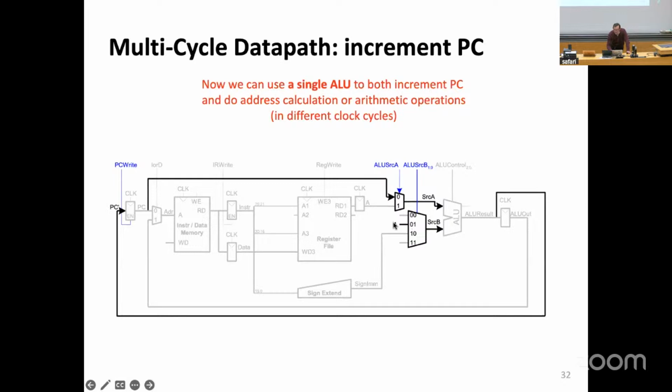But now we need 4. Well, we use actually sign extend immediate. So we can select between sign extend immediate or 4.